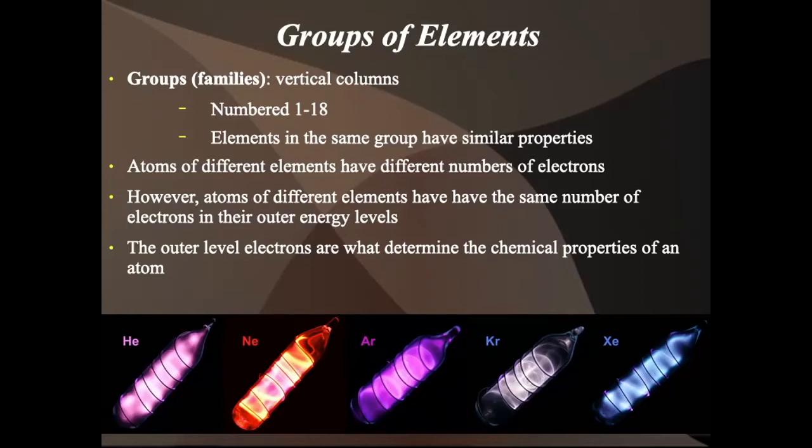So because the outer level electrons are what determine the chemical properties of the atom, and because in one column it's the same number of electrons, they will behave in a similar way, and they're in one family.